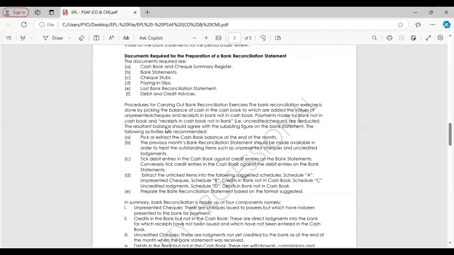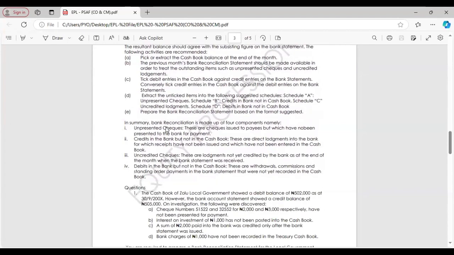And all those things are stated. There's some way of bank statement. There we have what we call unpresented check. We indicate what it is for unpresented check, which I've explained before. Uncredited check, I've also explained. Credit in the bank, but not in the cash book. Those are the likely things. Debit in the bank, but not in the cash book. All these are things that are likely to affect your bank statement, your cash book.